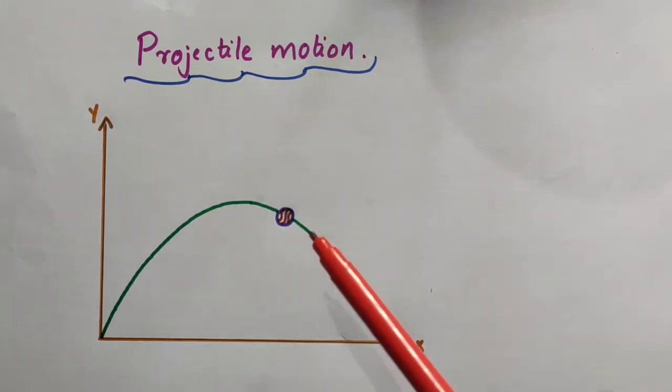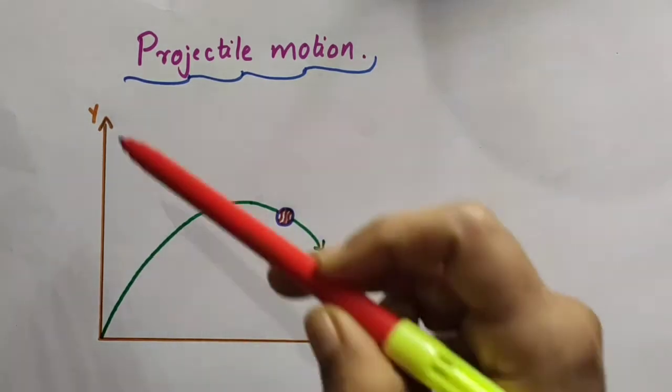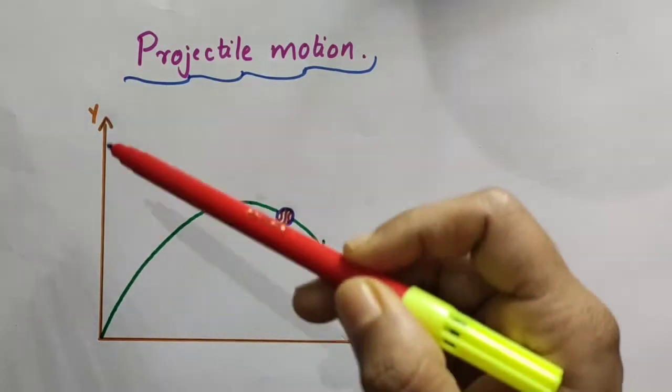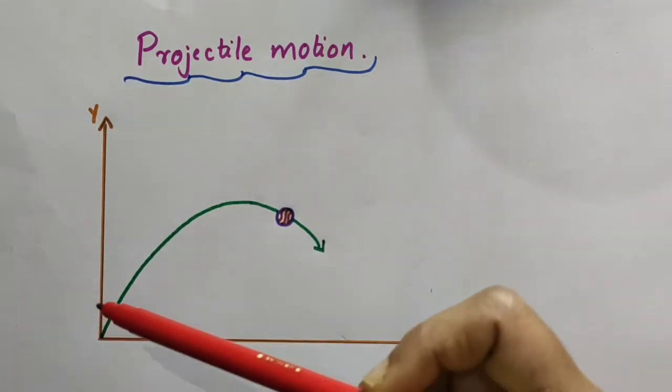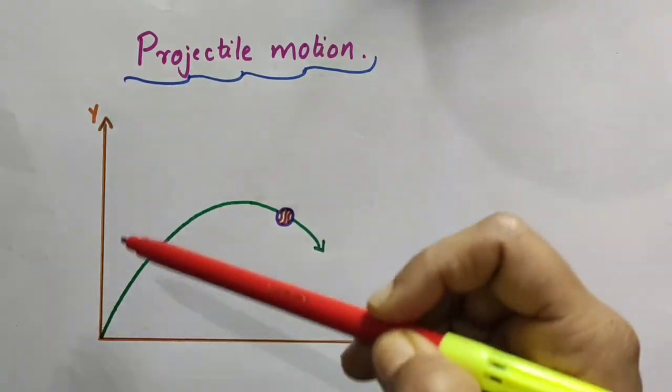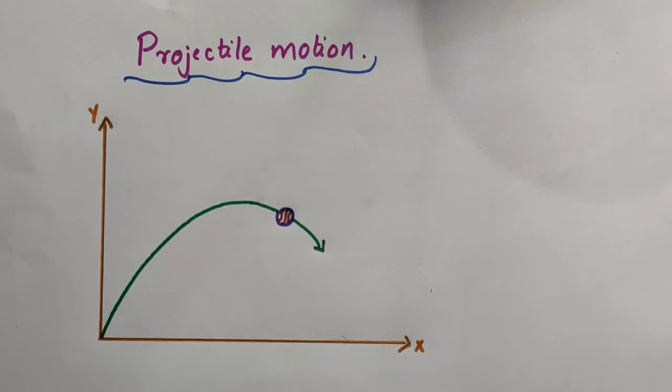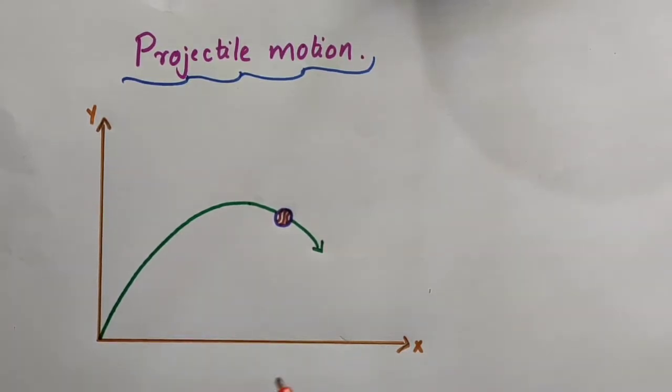Projectile motion can be thought of as a result of two separate, simultaneously occurring components of motion. One component is along the x direction, that is along the horizontal direction without any acceleration, and the other component is along the y direction, that is vertical direction with constant acceleration, which is equal to acceleration due to gravity. Don't worry about hearing all these things. We will discuss this in detail.